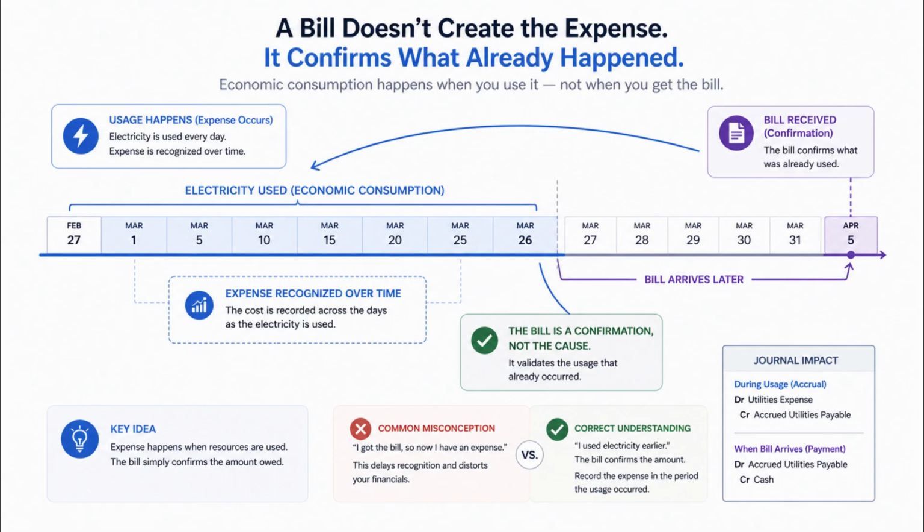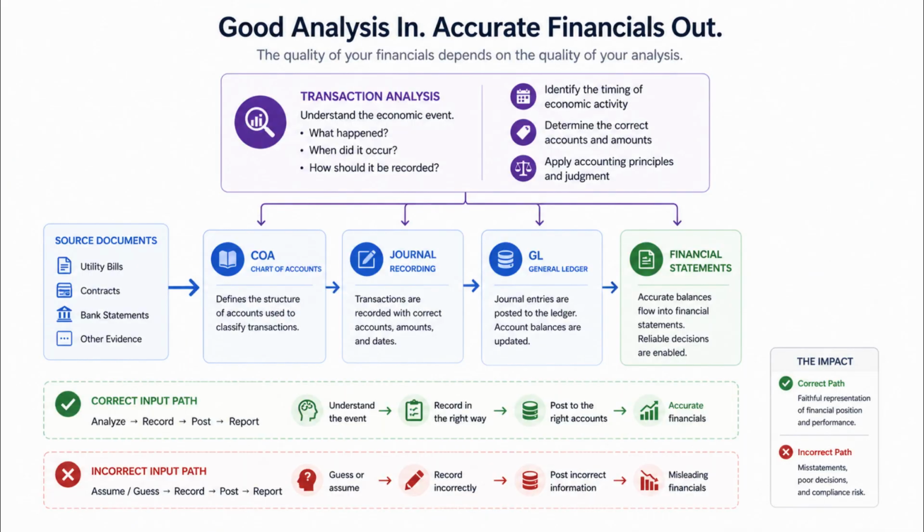So what's the big insight here? Here's the shift. The bill didn't create the expense. It simply confirmed it. The expense happened when the electricity was used. So your system is powerful. The journal records, the ledger organizes, and the statements summarize. But everything depends on one step. Did you interpret the transaction correctly? Again, it comes down to you analyzing and interpreting that transaction, what the economic event was and what the cash flow was. The system handles the mechanics, you handle the thinking.